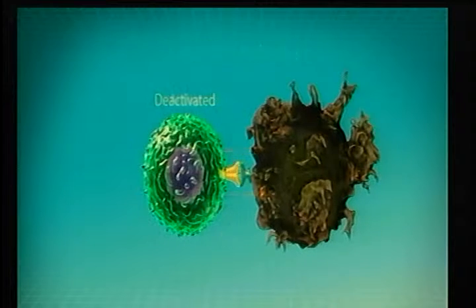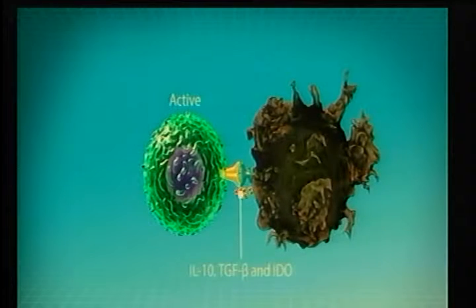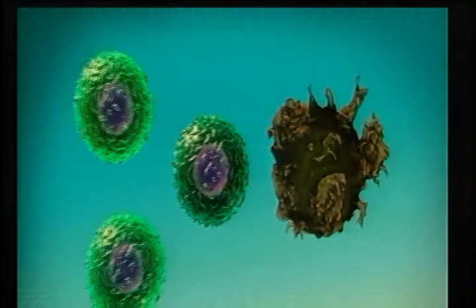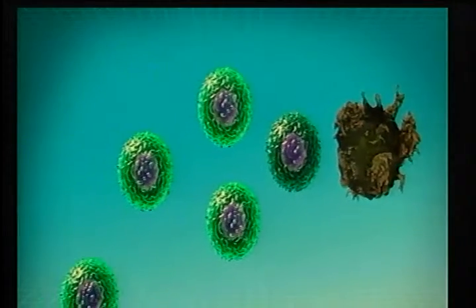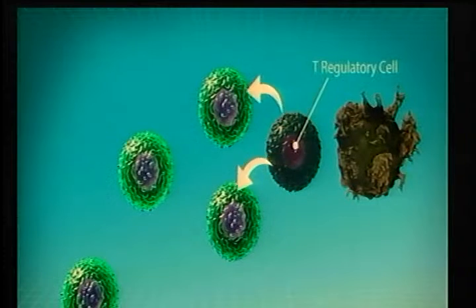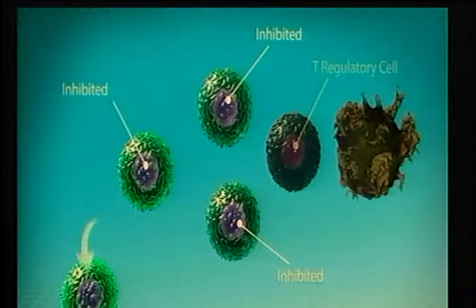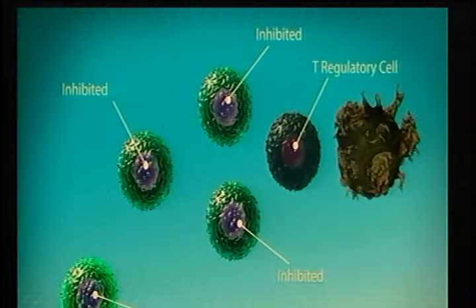The tumor can also secrete proteins, factors, and cytokines that inhibit T cells from attacking and killing cancer cells, and can also turn the T cells into friends of the tumor. These cells can then deactivate other T cells. These traitor T cells are called T regulatory cells and are the enemy of the killer T cell army.